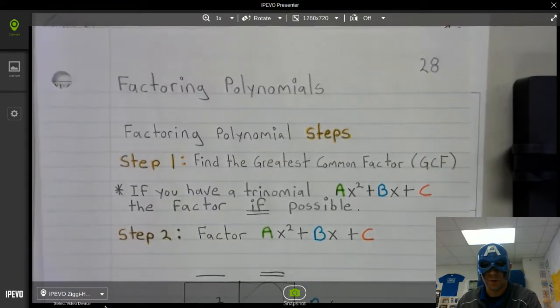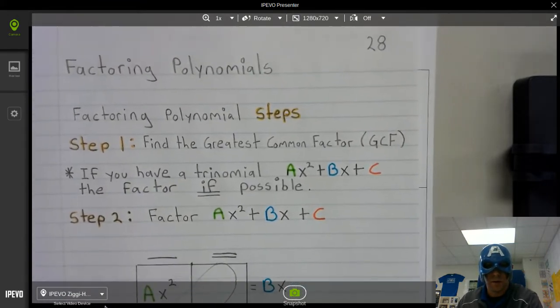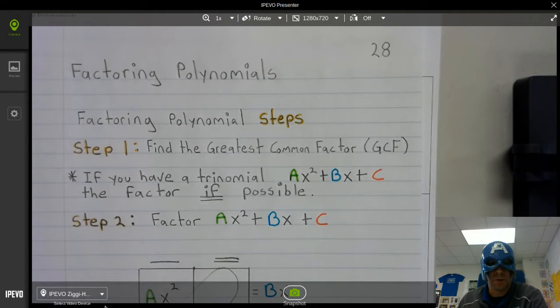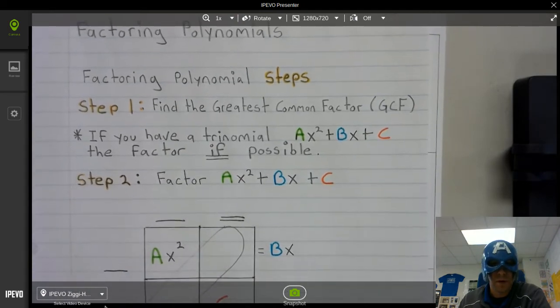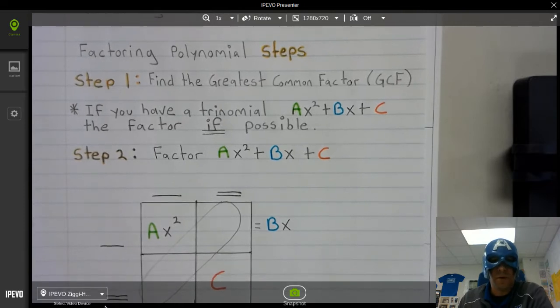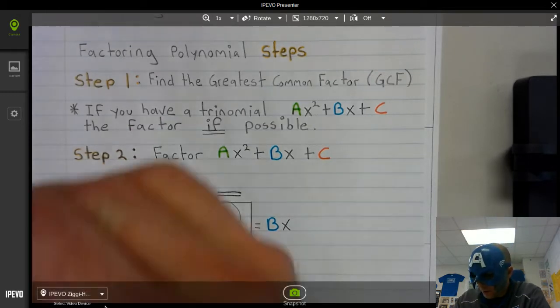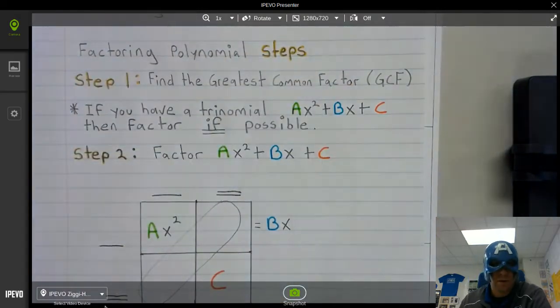So let's look at our notes. Today we're looking at factoring polynomials. So the factoring polynomial steps are: step 1, find the greatest common factor, known as the GCF. Now a note, if you have a trinomial ax squared plus bx plus c, then factor if possible. Notice I said if because some trinomials are not factorable.